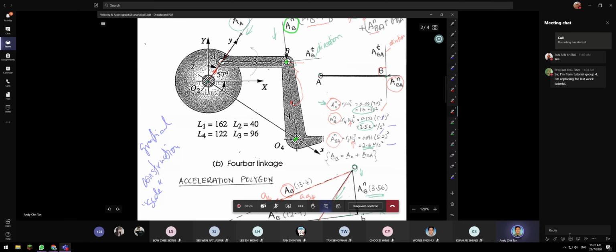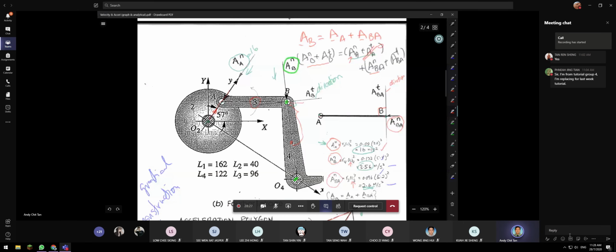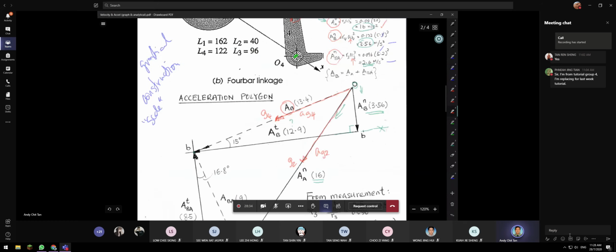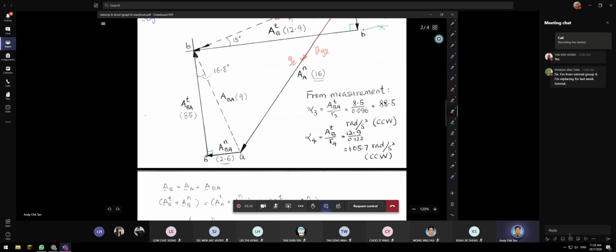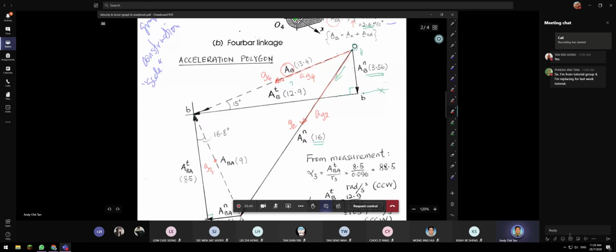AG3 is on this link 3. Assuming it's in the middle of A and B, somewhere here. So this is our G3, middle of A and B. All right, so this is your G3. Now you draw a line here all the way to the origin. This is your AG3, and this is the angle of your acceleration.